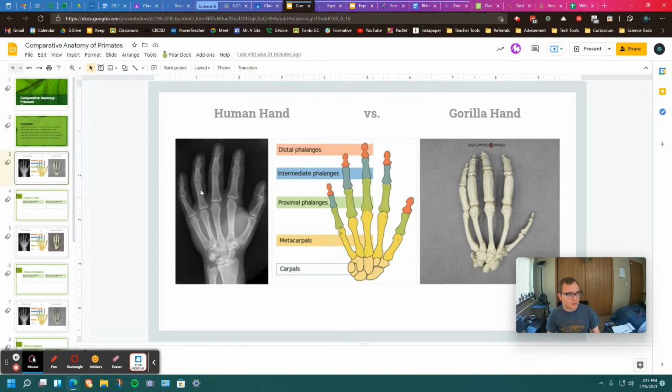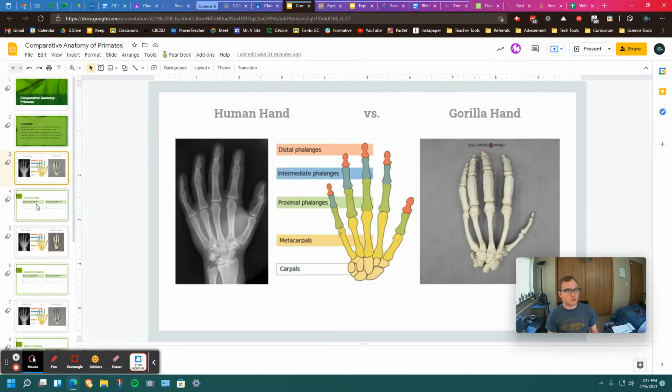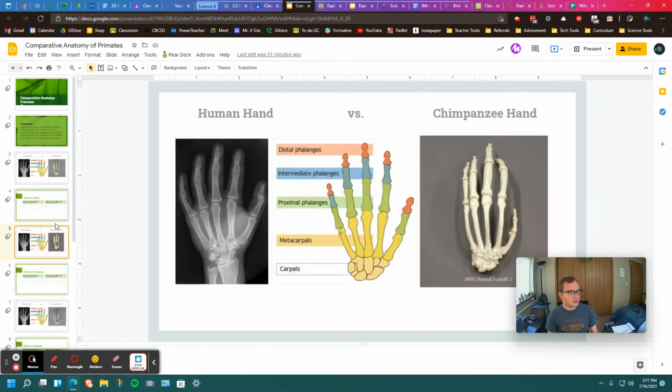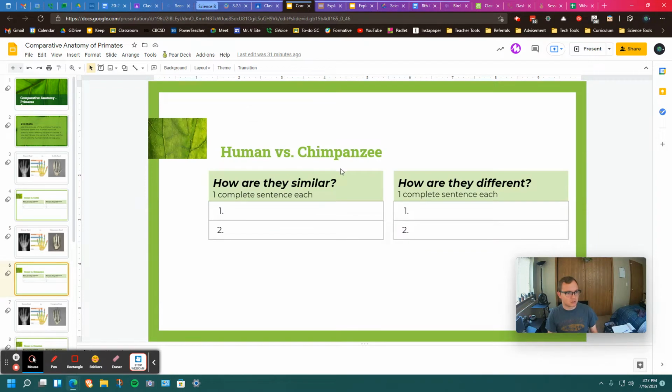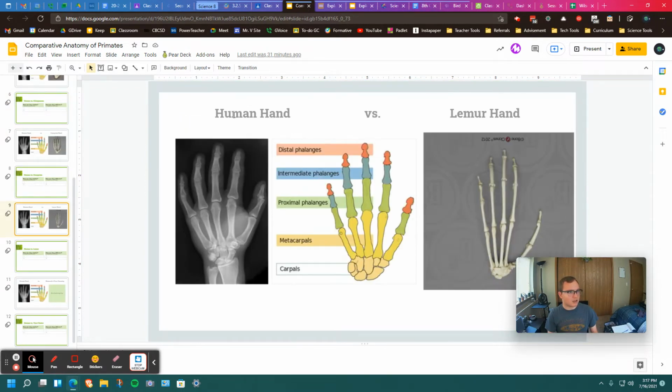On the left is a human hand, on the right is a gorilla hand. And what you have to tell me on slide 4 is 2 ways that they're similar and 2 ways that they're different. So you'll probably be going back and forth between these pictures. And then really the rest of the assignment is just doing the same thing but with different hands. On slide 5, it's a human hand still with the chimpanzee hand. Again, you have that chart available to you. 2 similarities, 2 differences. After that, you're looking at human versus a lemur hand.